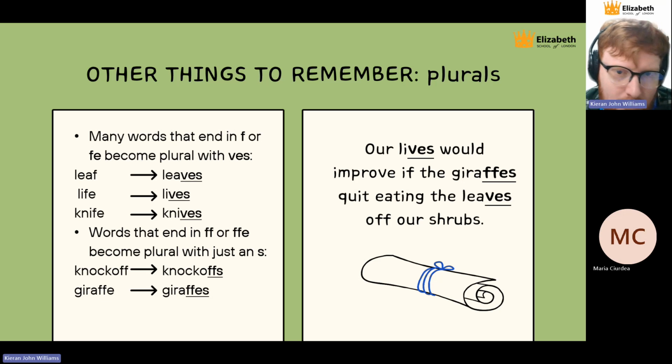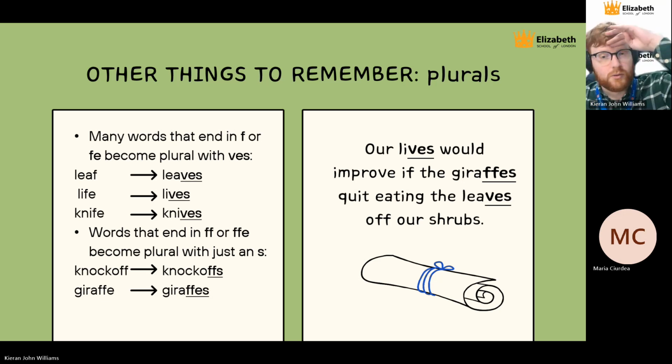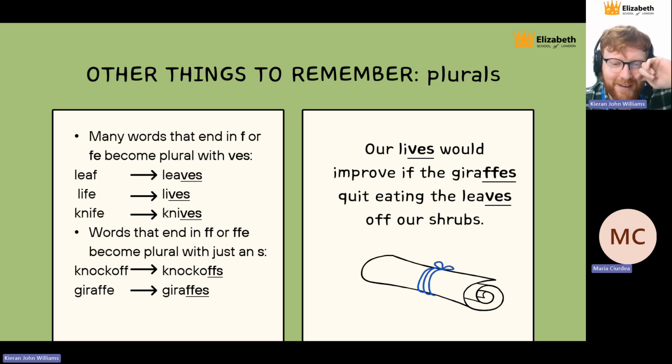But one more thing, in English, we always like exceptions to rules as well. If the word ends in FF or FFE, you just add an S to the end. So knockoff has just double F at the end, so it is FFS. Giraffe has FFE at the end, so you only add an S to it. Phew. All right. So these ones are a little bit more difficult to remember.